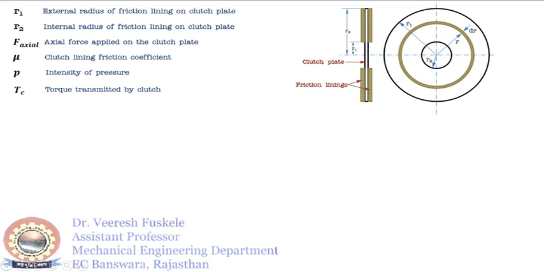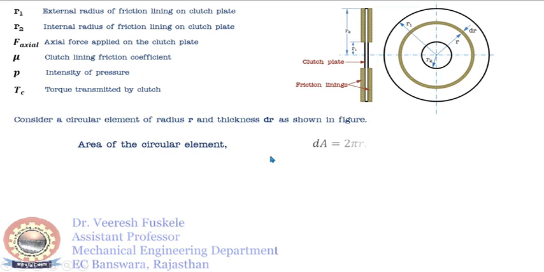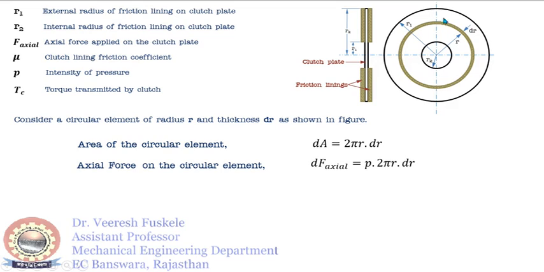Now, let us consider this circular ring of radius r and thickness dr. The area of this circular ring will be 2 pi r into this thickness dr. Next, the axial force on this circular element will be area into the pressure. So P is the pressure we have considered and 2 pi r dr is the area. So the axial force will be P 2 pi r dr. Now the frictional force on the circular element will be axial force into the coefficient of friction. So dF will be equal to mu P 2 pi r dr.